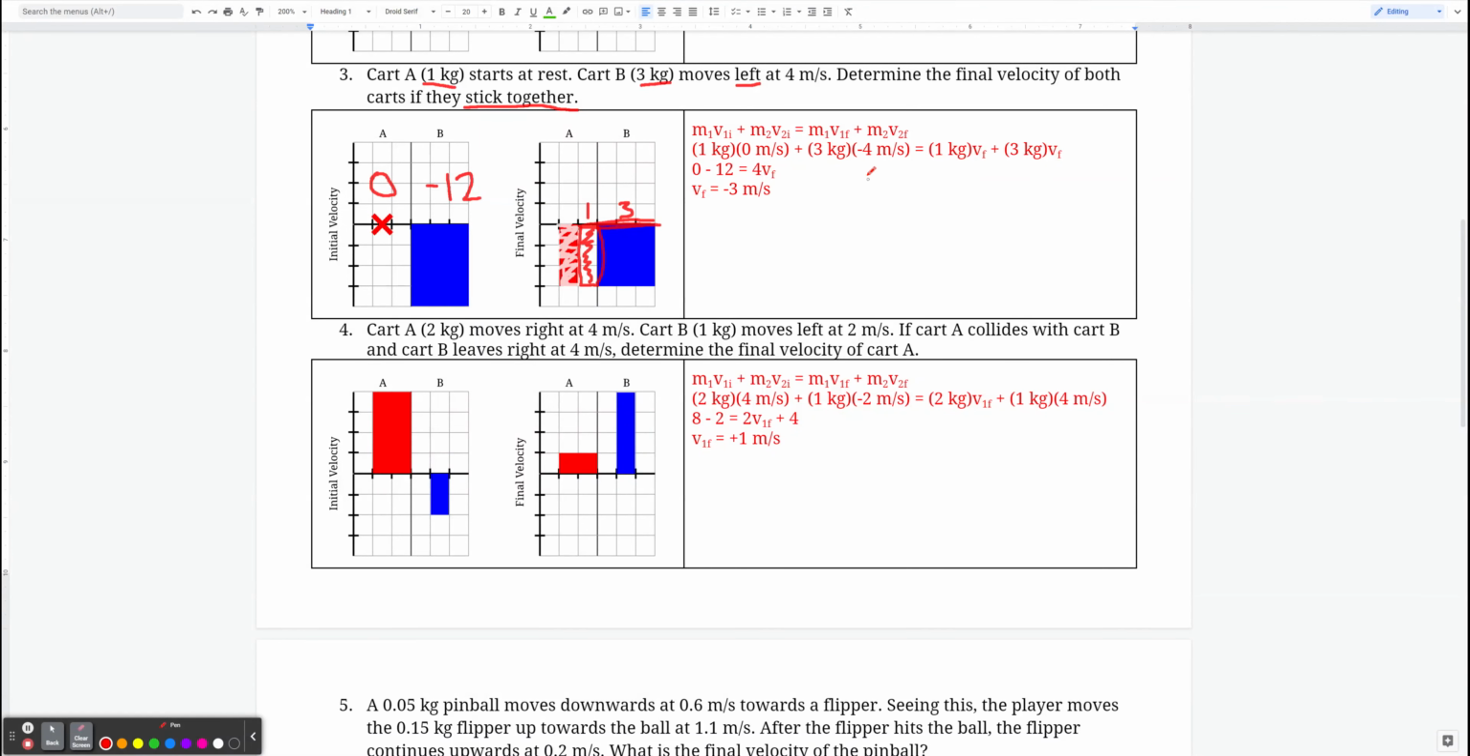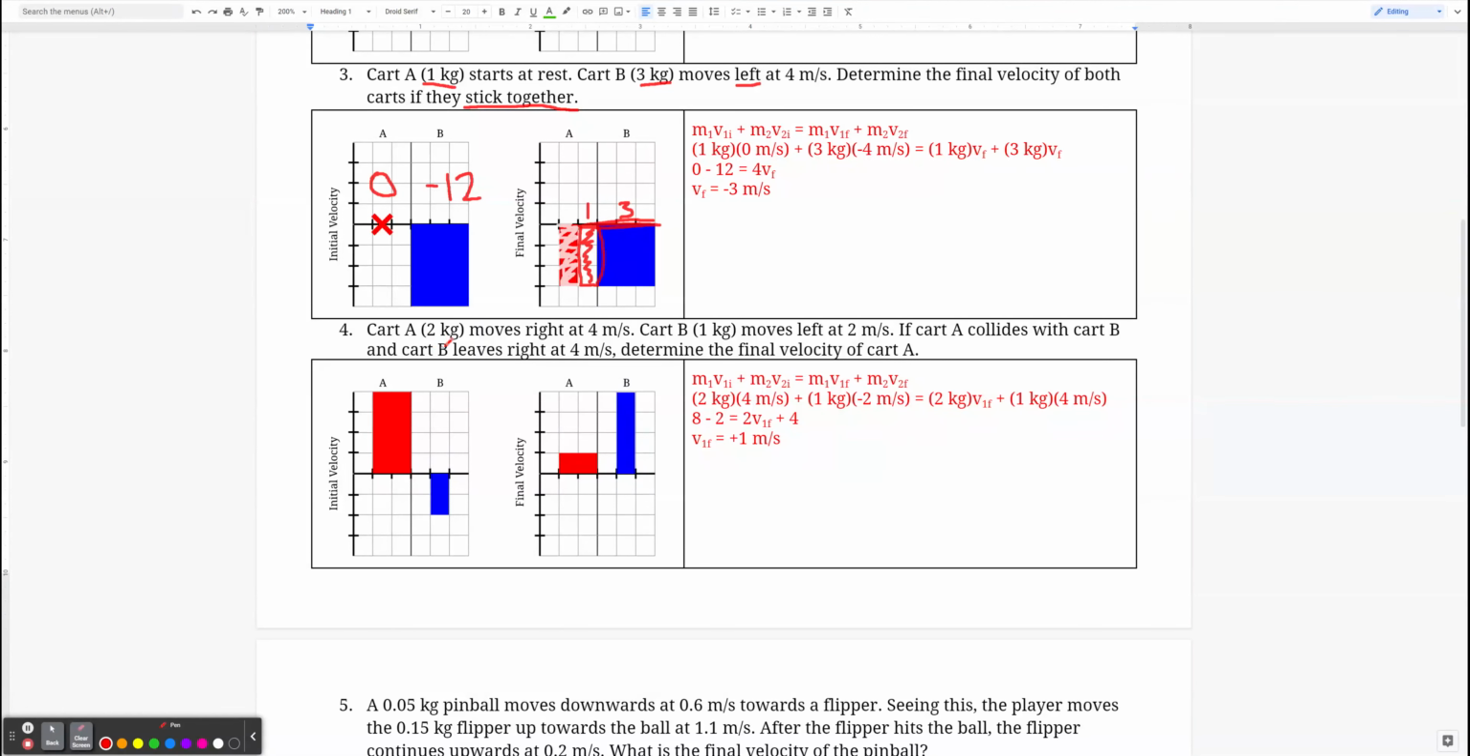And then the math equation just works out like this. If we plug all our numbers in, again, left at 4 meters per second gets us negative 4 here. Be careful with that. Our final velocities, we don't know either of them, but we know they're the same thing. So that means we can combine 1v plus 3v to get 4v right here. And then if we take negative 12 over 4, we get negative 3 for our final velocity.